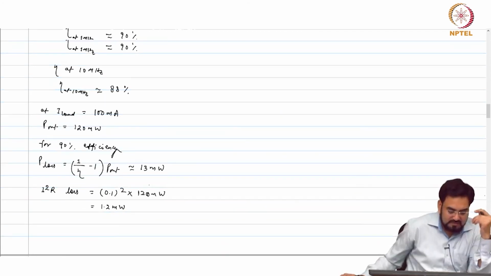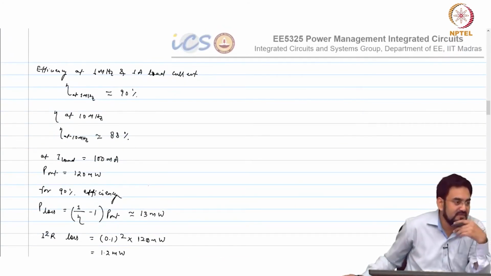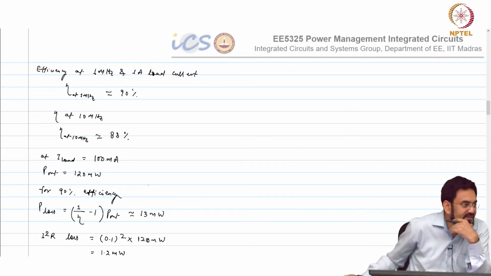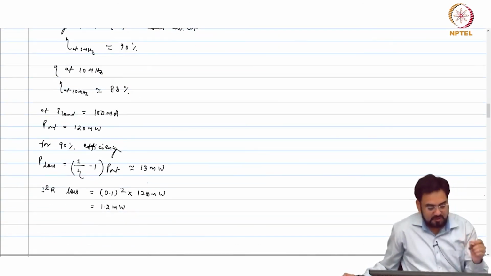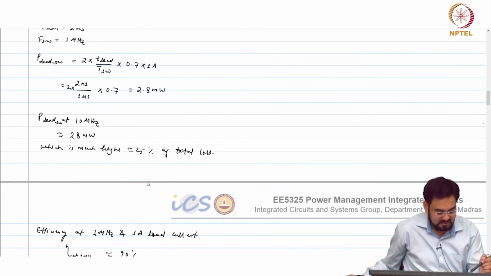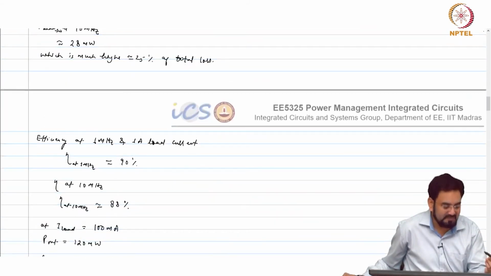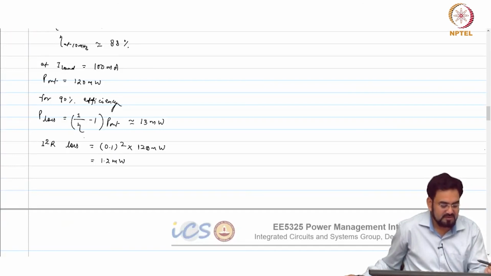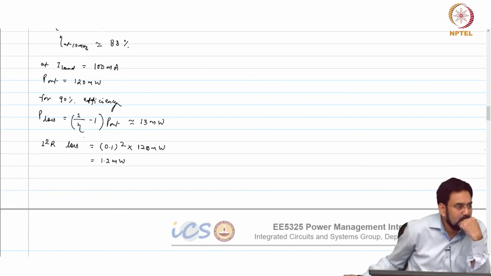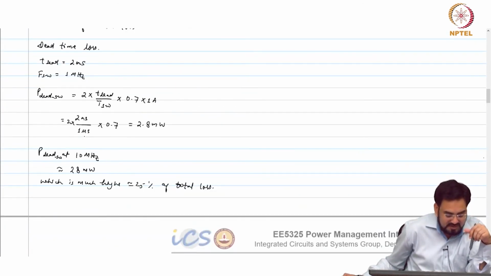So now, your CV square F losses will not change. They will remain the same. So 1.2 milliwatt and then 28 milliwatt. 30 milliwatt roughly, huh? So 30 milliwatt of your 120 milliwatt is how much? 25%. 28 milliwatt is dead time loss. That will change. Oh, sorry, 28 was dead time. So how much was that?